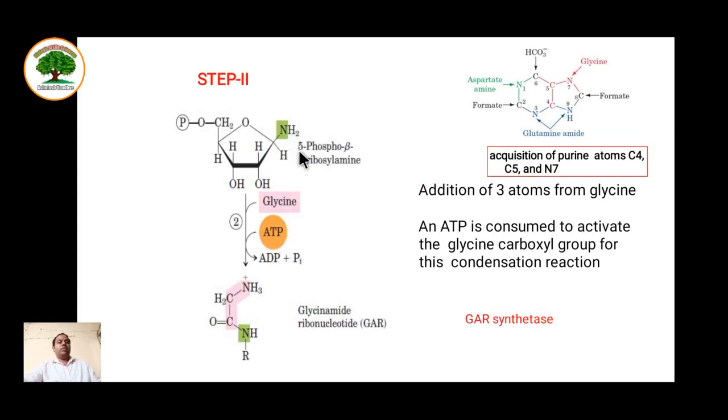This is the second step. The product from the previous step, that is 5-phospho-beta-D-ribosylamine, is taken, and the new enzyme here in the second step is GAR synthetase. GAR means glycinamide ribonucleotide, and the enzyme is glycinamide ribonucleotide synthetase. This enzyme uses the amino acid glycine. The whole glycine amino acid is integrated at this particular position.